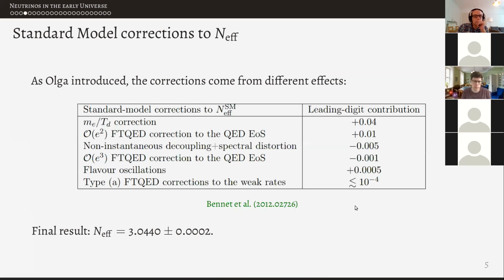So how do we get to this number, 3.044? So there are a number of corrections to the 3.0. The leading one is due to the non-zero electron mass. And then there are contributions from finite temperature QED effects, non-instantaneous decoupling of the neutrino, and also from flavor oscillations. And I'll try to describe these in a bit more detail than Olga did earlier in the week.